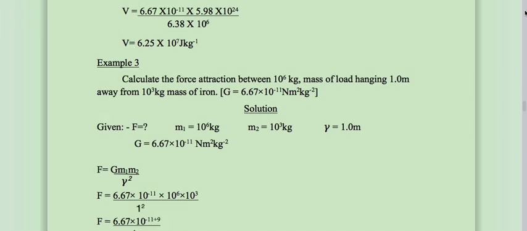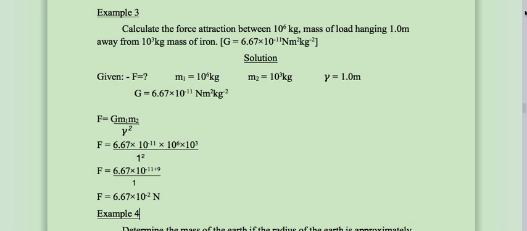Our solution. Remember, from this example, we are given the mass M1 to be 10 raised to the power 6 kilogram, M2 to be 10 raised to the power 3 kilogram, the distance 1.0 meter, and the universal gravitational constant 6.67 times 10 raised to the power minus 11 Newton meter squared per kilogram squared. Now, we are looking for the force of attraction.